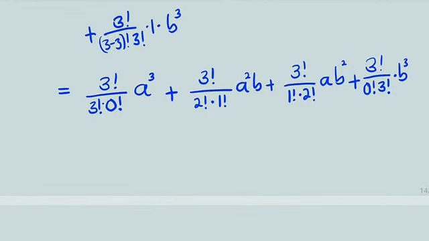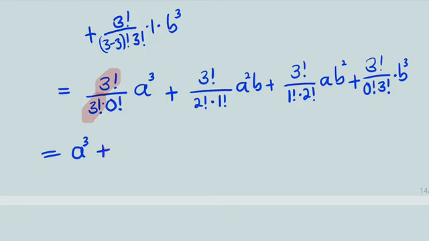Let's further simplify this. We can cancel something here because 3 factorial can cancel 3 factorial. I remember that 0 factorial is equal to 1. So from the first term, we only have a to the power of 3, plus the second term.